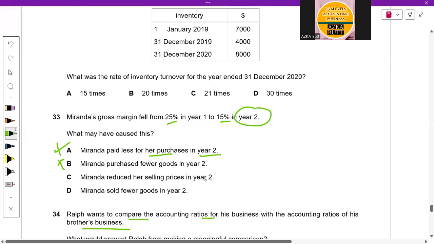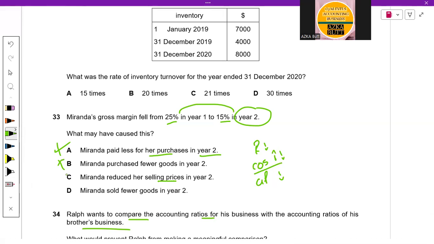Miranda reduced her selling prices in year two. Yes, if she decreased her selling prices, it fell from 25% to 15%. Yes, it can happen because if the selling prices are low, it means that revenue is low. Whatever the reason for the cost of sales being high or low, if the revenue is low, it means that the GP margin would also be low. That's why it fell from 25% to 15%. So C option is the right option.